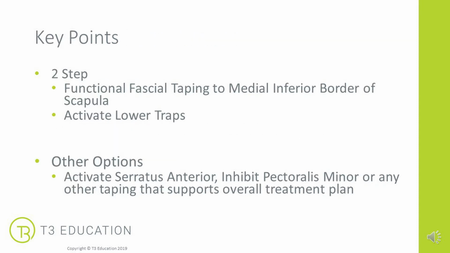We're going to look at a simple treatment approach here where we're using tape, and I'm going to do 2 steps of taping. 1 to activate the lower trapezius, and 2 a functional fascial taping to help place that medial inferior border of the scapula closer to the thoracic cage. And this I found helped this client to engage her serratus anterior better, muscle fibre recruitment, which helped with the home care and the longer term goals. You may choose to also activate the serratus anterior, or for example, inhibit the pectoralis minor, major, or any other tapings that support your overall treatment plan.